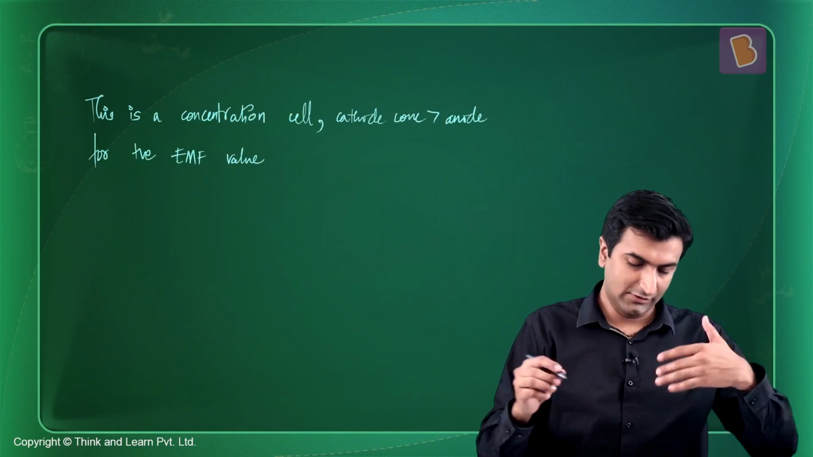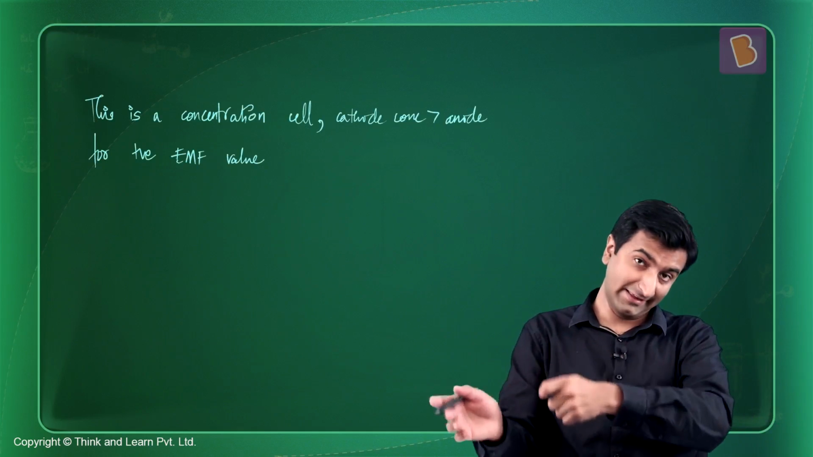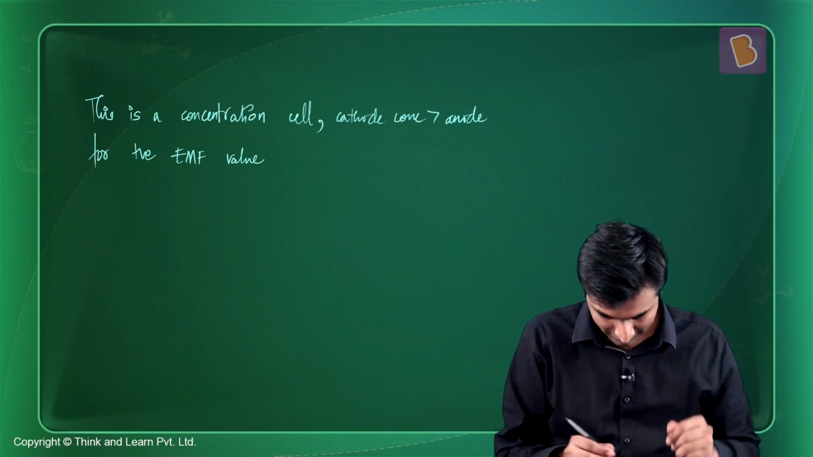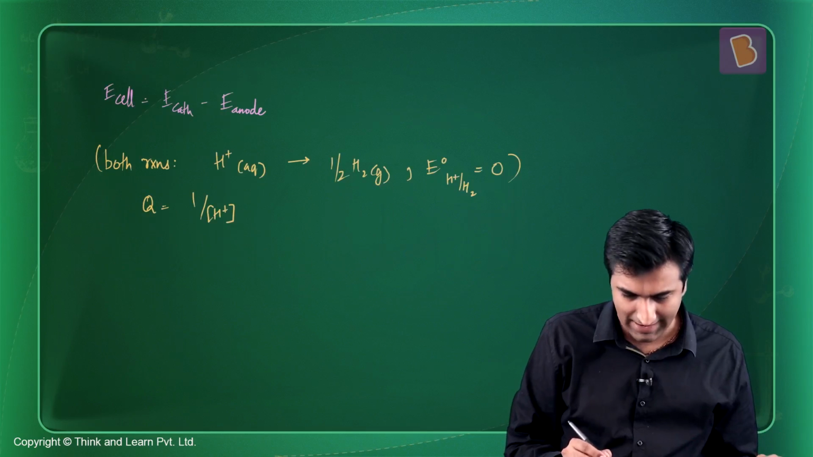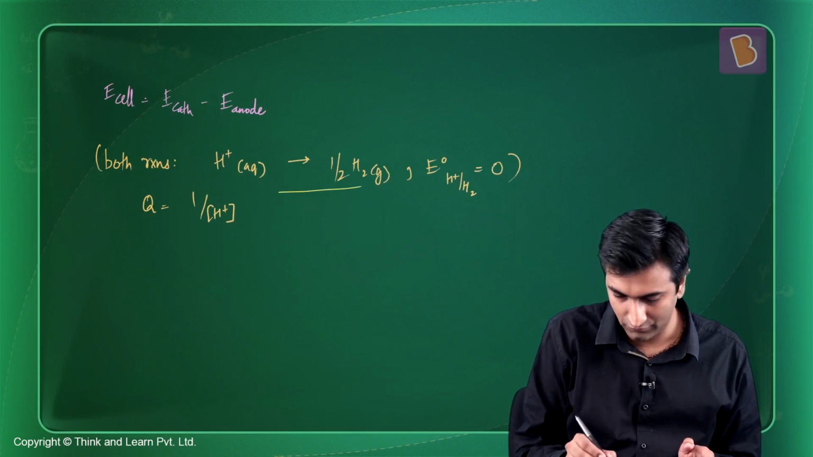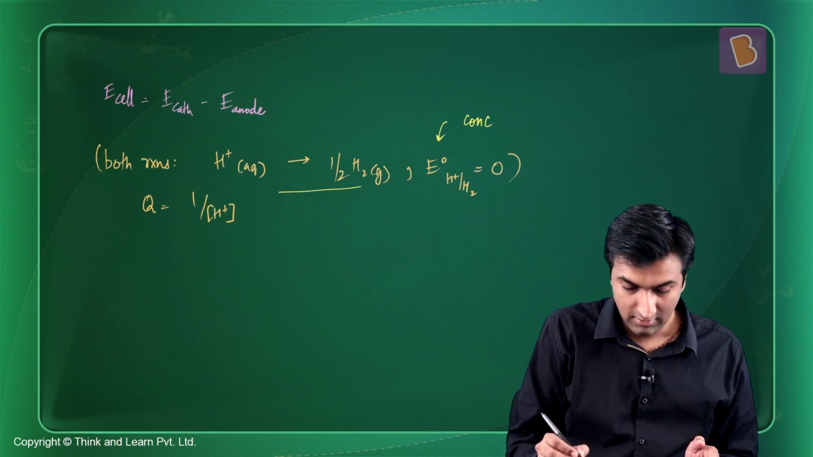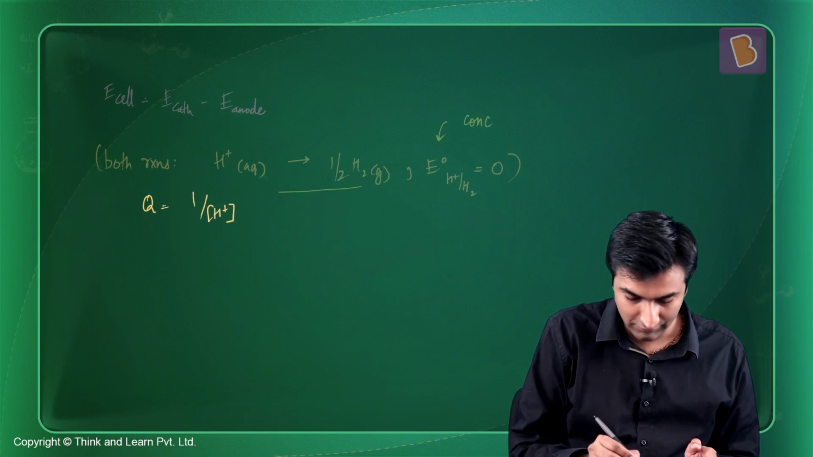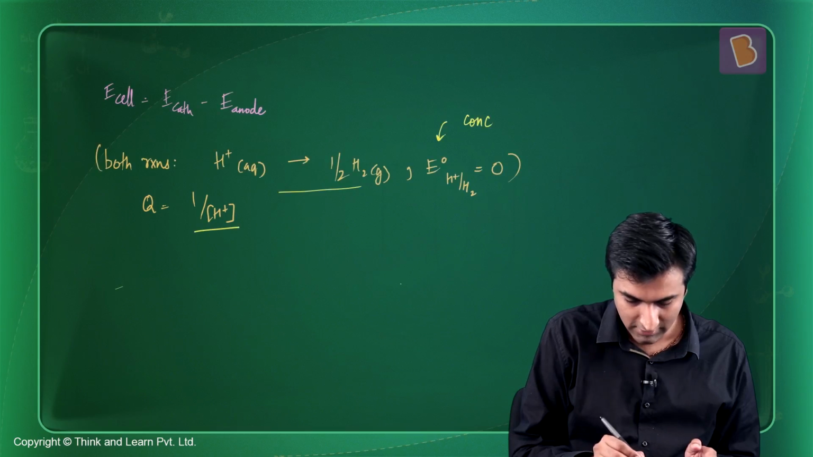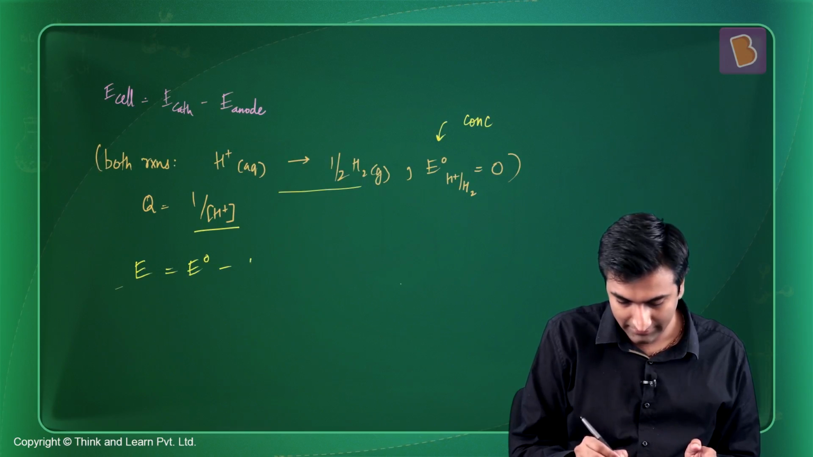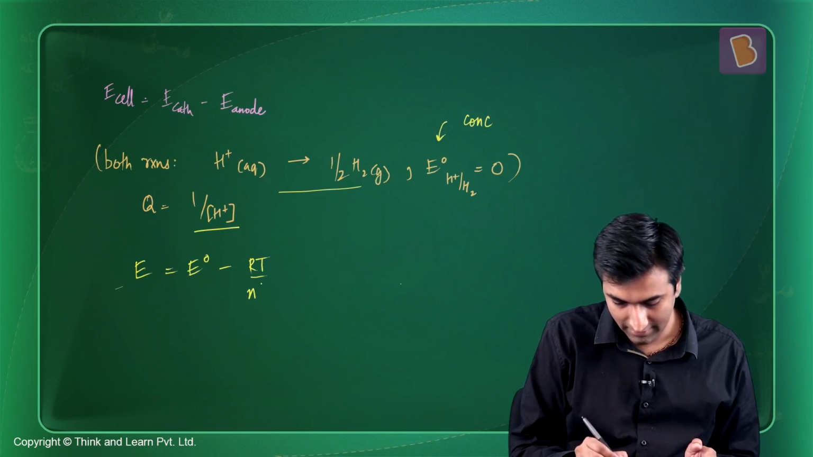The repetition: in this concentration cell, cathode concentration is greater than anode concentration for a positive EMF value. Both the reactions are the same, which is this over here. E naught is going to be 0, concentration cell, again. So Q is equal to this expression over here, just this. E is E naught minus RT by NF ln Q.